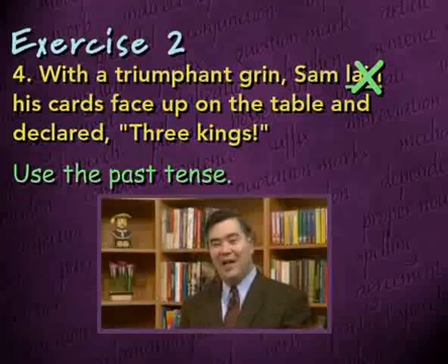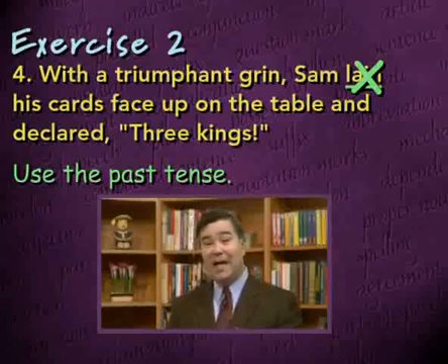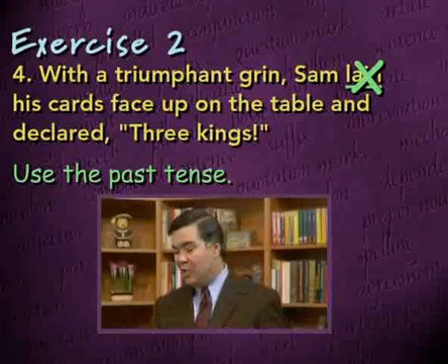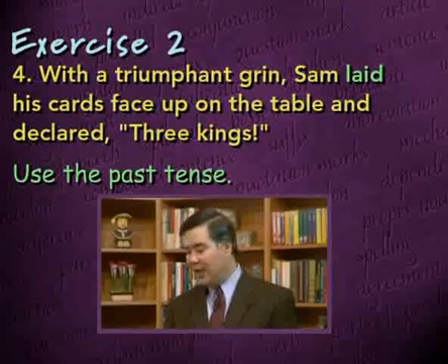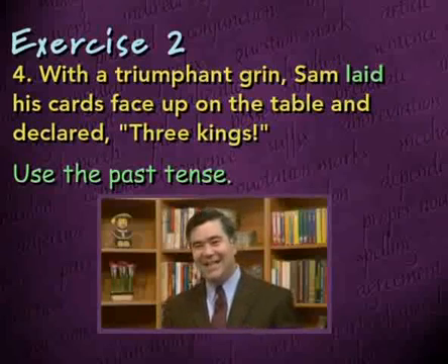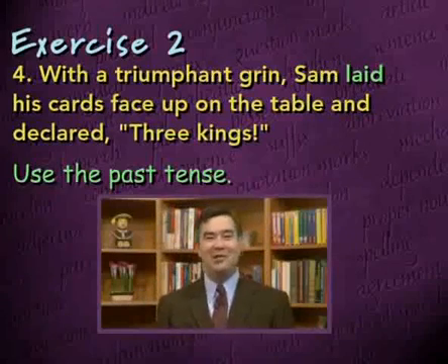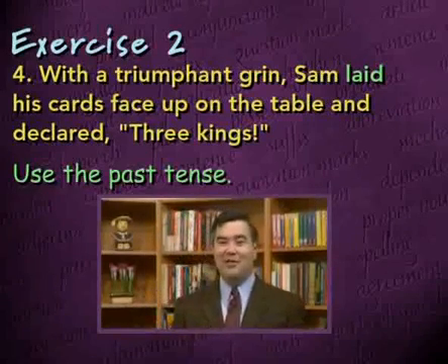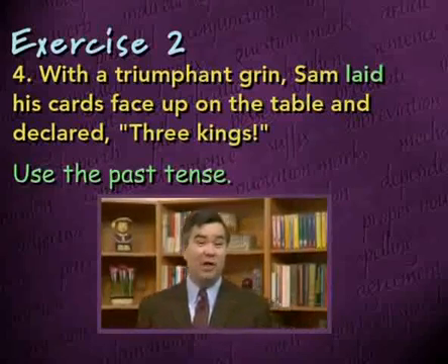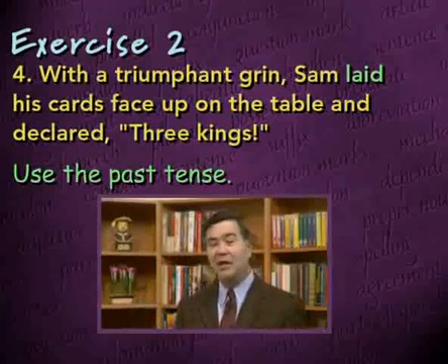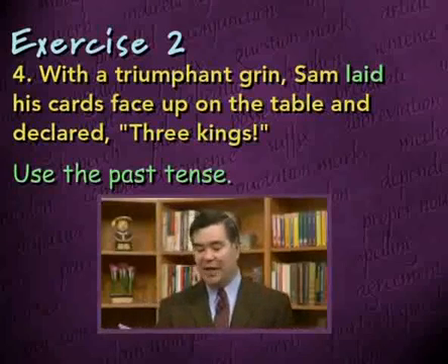Now, the regular verb declare has been presented to us in the past tense, which is correct, declared, but we need the past form of the verb to lay, which is not lain, but rather laid. Remember, the four principal parts of the verb to lay are lay, laying, laid, and laid. Instead, the author of this sentence has confused the verb to lie and to lay. We warn you that this is a very common confusion, and this sentence would be a typical example of how people use the wrong verb and thereby confuse both the meaning and the grammar. The sentence ought to read, with a triumphant grin, Sam laid his cards face up on the table and declared 3 kings.